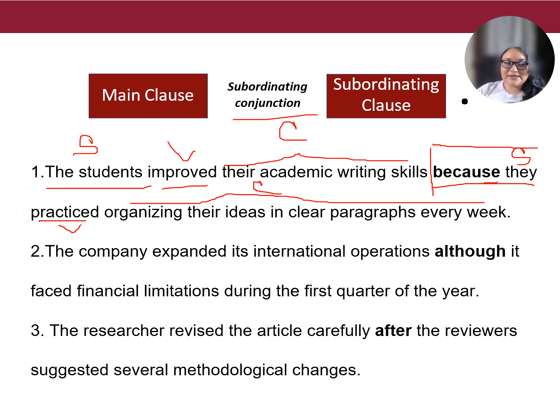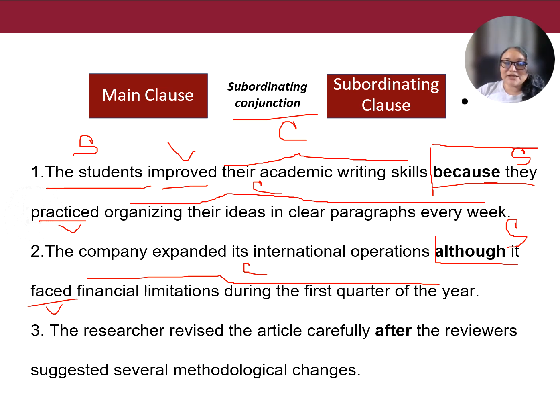The company expanded its international operations, although it faced financial limitations during the first quarter of the year. I will start identifying the subordinating conjunction. In this case, it is although. And then the sentence that goes after is going to be my subordinating clause. If you look carefully at the sentence, you will see that there is no punctuation placed before or after although. I'm going to identify my subject, which is it, faced, which is my verb, financial limitations during the first quarter of the year. This is going to be the complement.